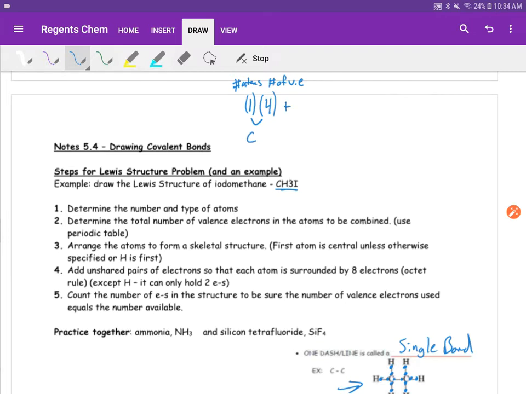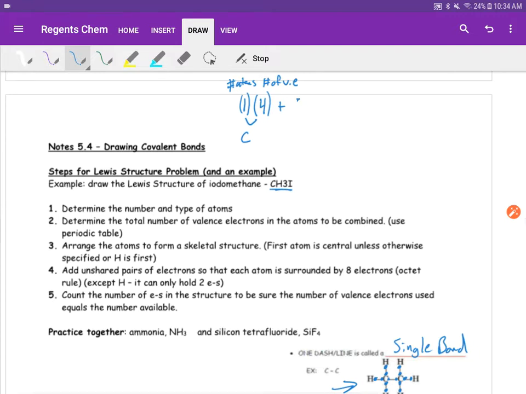Now, we're also going to have to include all the elements within a formula, so go on to the next one. How many atoms do we have of hydrogen? We've got 3, okay? And then we have 1 valence electron for each hydrogen. And then we have iodine. I've got 1 iodine atom, which has 7 valence electrons.